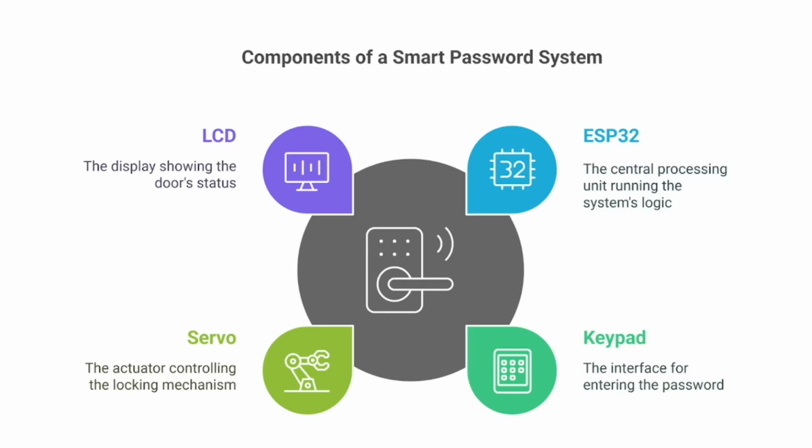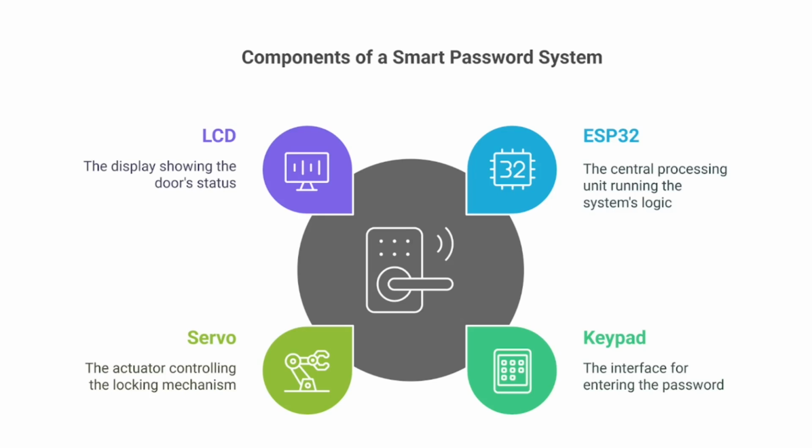Hey there. In this video, we are building a smart password protected door lock system. And guess what? It's simple, secure, and super fun to make. We will use an ESP32, a keypad for entering the password, a servo motor to lock and unlock the door, and an LCD screen to display the status.